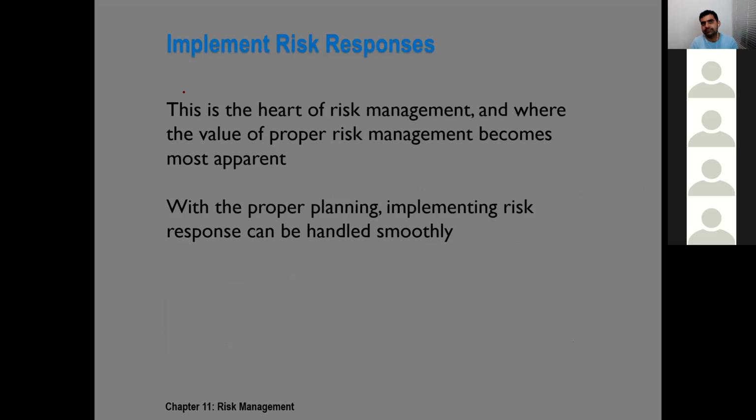Next stage is implement the risk response. We can implement the risk response straight away as per our plan, or we may wait for the trigger, for the risk to be triggered, and then we implement the risk response. This is the heart of risk management. Here we do the actual work.